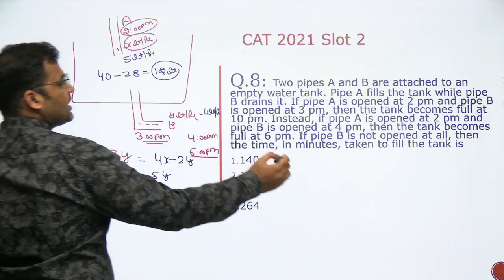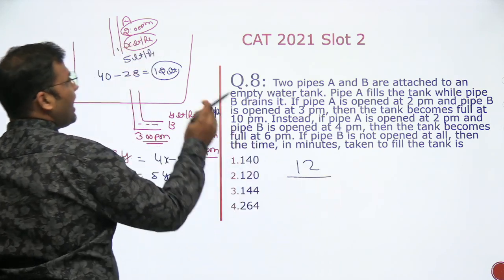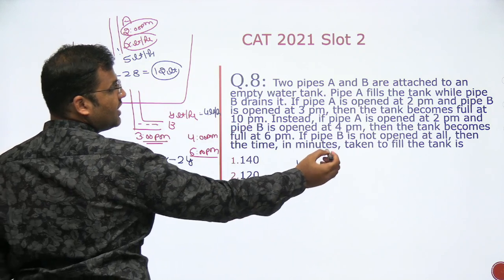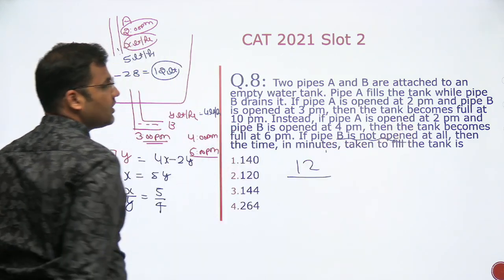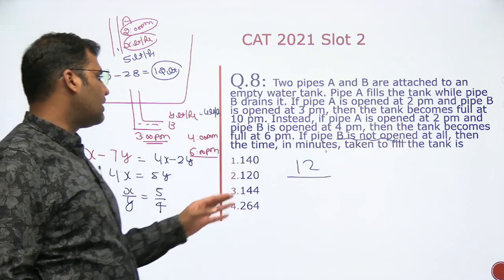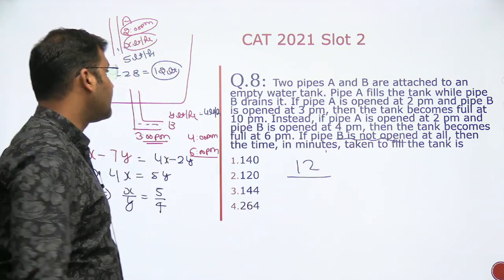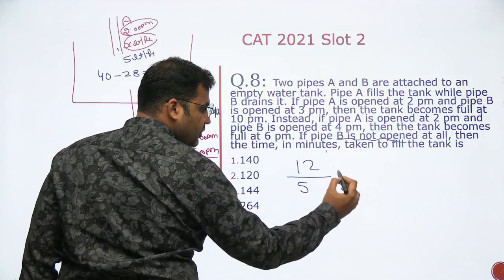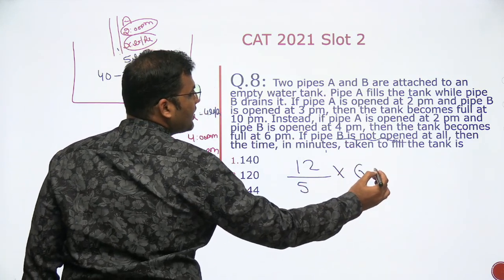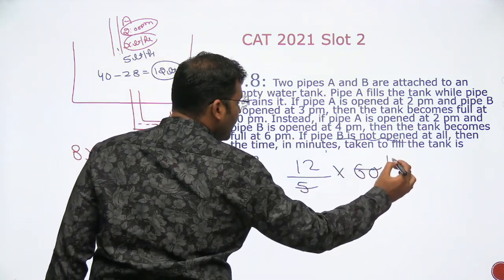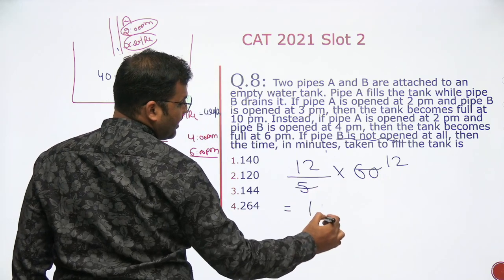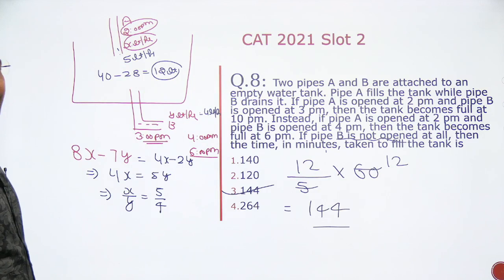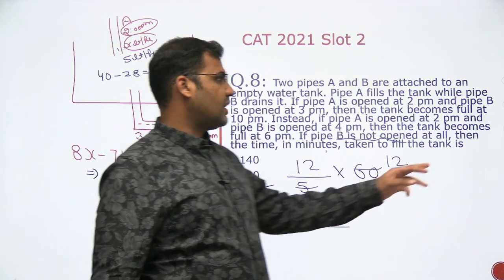So, ye 12 liter ka tank, if it has to be filled by A, why? Because it says, agar pipe B ko open nahi karte, if pipe B is not opened at all, then the time in minutes taken to fill the tank is. So, 12 liter ka tank, 5 liter per hour ki speed se, per hour hai, minute mein convert karne ke liye 60 se multiply karo. The tank will get filled in 144 minutes, right? Third option, 144 minutes. So, third option is question ka correct answer.